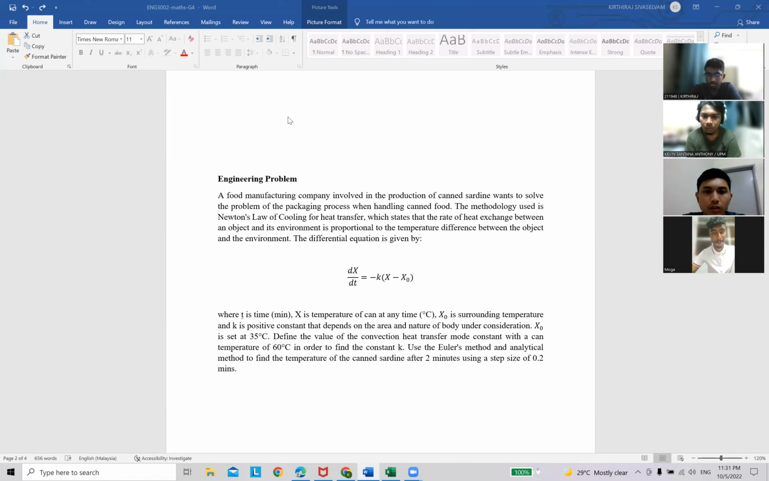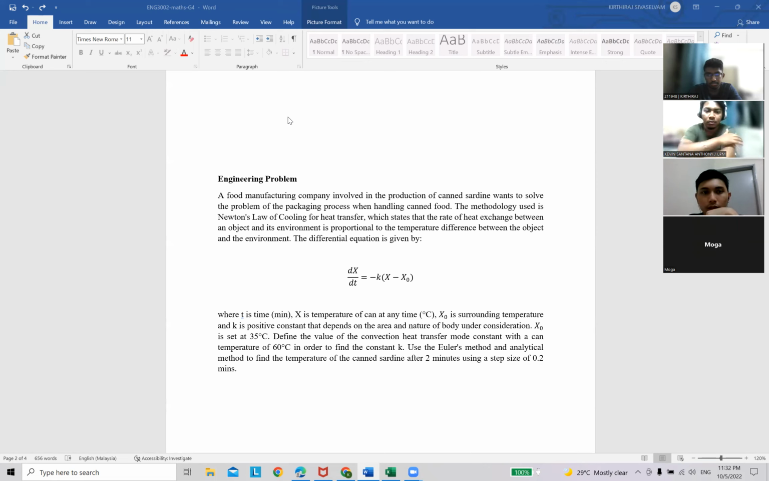So we have to find the time required for the can during its cooling process to reach a temperature of 40 degrees Celsius for the packaging. And for this, the methodology used is Newton's law of cooling for heat transfer, which states that the rate of heat exchange between an object and its environment is proportional to the temperature difference between the object and the environment.